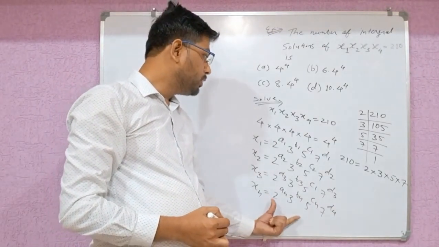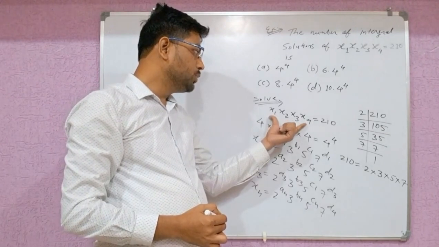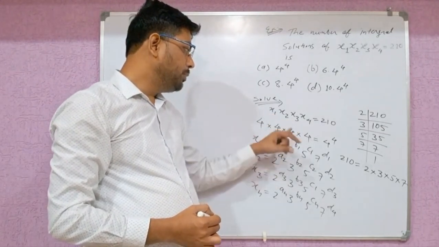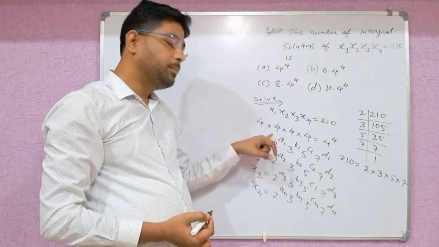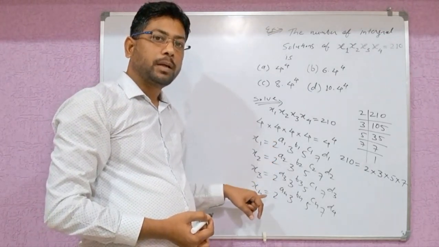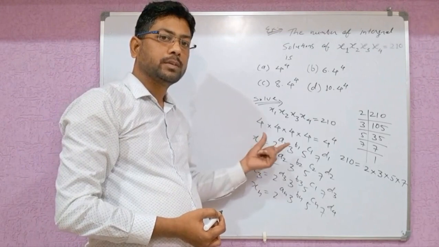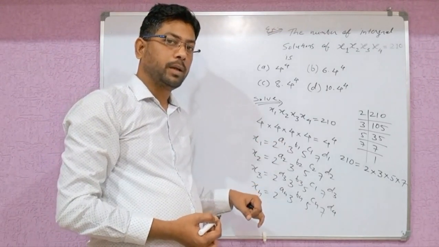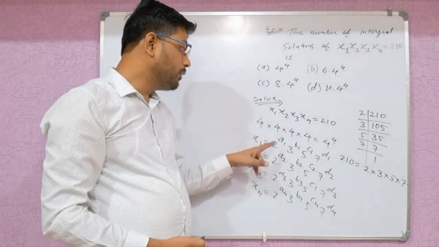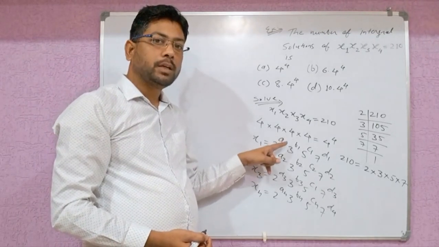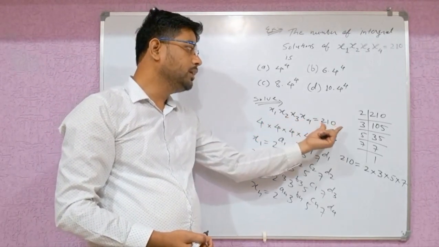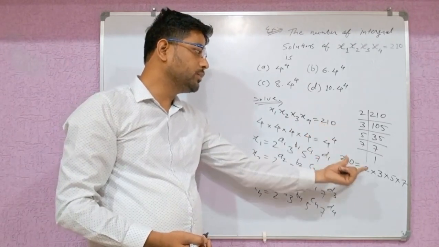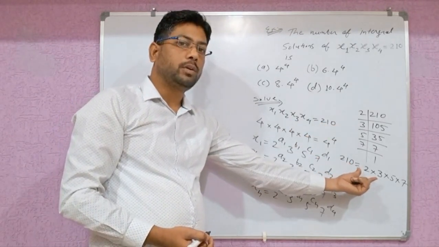Now if I put these values here, all these will be multiplied. When all these factors of 2 are multiplied, if the base is the same, the powers are added in the multiplication. So the power of 2 will be a1 plus a2 plus a3 plus a4 on the left hand side, and the right hand side 210 can be written as 2 into 3 into 5 into 7.